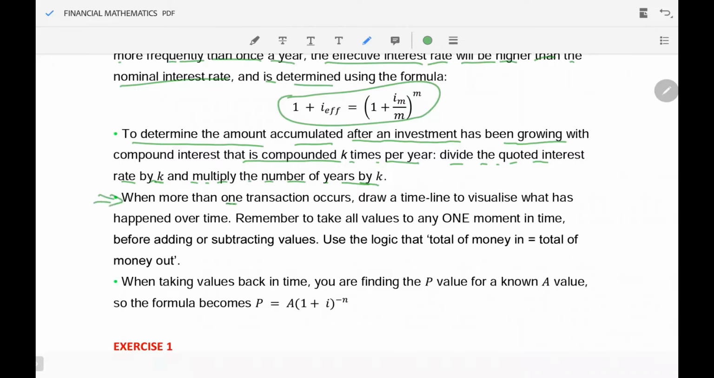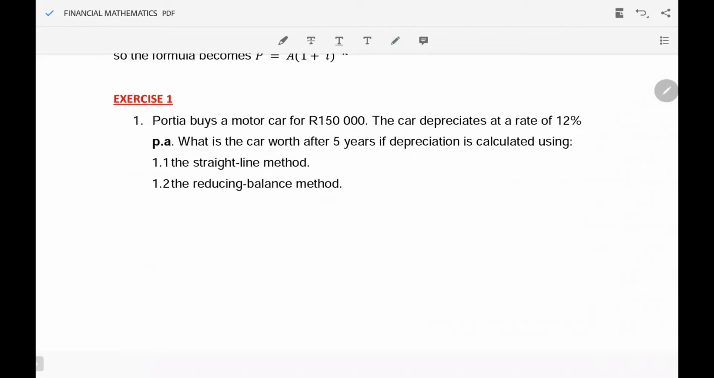When more than one transaction occurs, draw a timeline to visualize what has happened over time. Remember to take all values to any one moment in time before adding or subtracting the values. Use the logarithmic laws, that total of money in equals total of money out. Then when taking values back in time, you are finding P for an unknown value of A. So already all of this, you know them. And some of these questions, we tackled them in our previous session. So for every question that we tackled previously, I'll skip it.